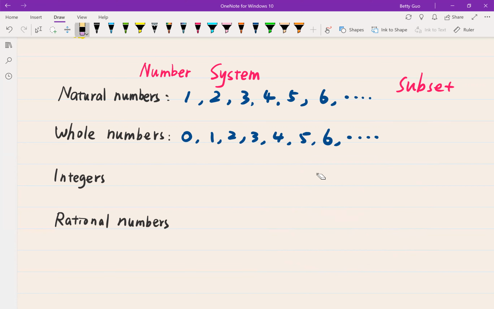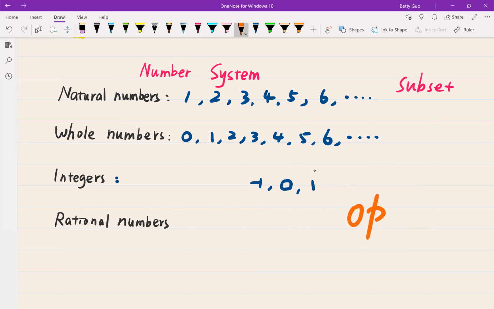Integers. Integers include all the whole numbers, also the opposites of the whole numbers. Let me show you what is the opposite. 0, the opposite of 0 is 0. 1 has the opposite -1. Just change the sign in front of the number to the opposite sign. Positive becomes negative. So -1 is the opposite of 1.